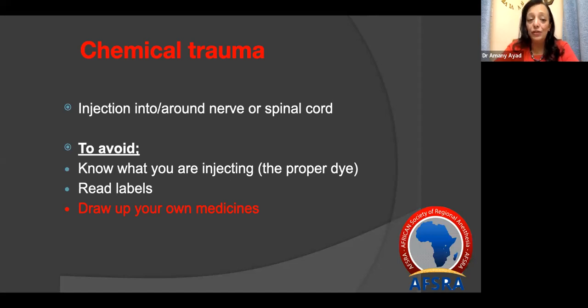Read the labels carefully, and you need to draw up, this is my personal tip, draw up your own medications by yourself, all by yourself, because you're the one who is going to hold the needle, and you're the one to be blamed if anything happens.